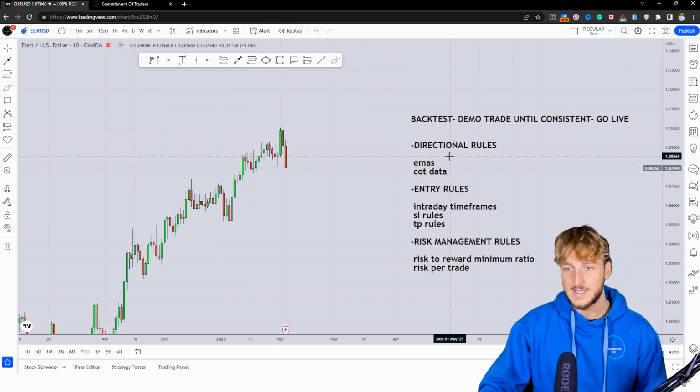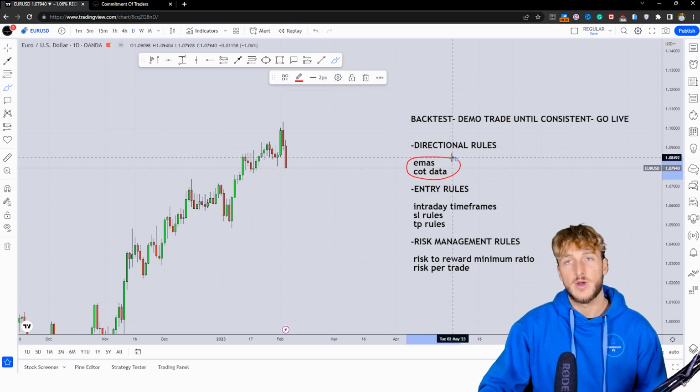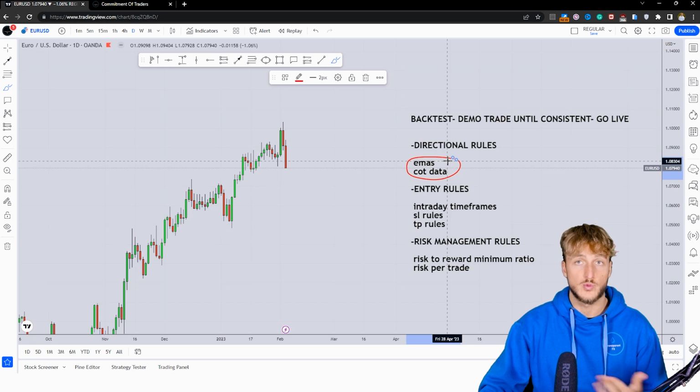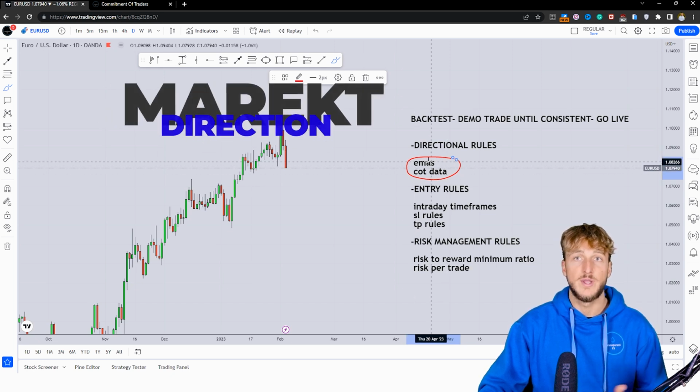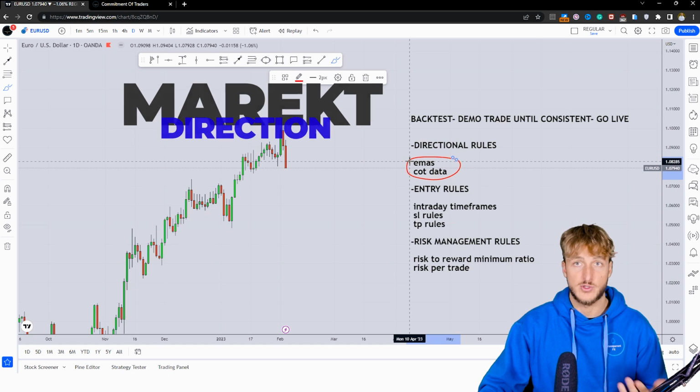Now, why exactly these two? Because these two are very effective when it comes to swing trading, because they help with the overall direction of the market from a swing trading perspective.